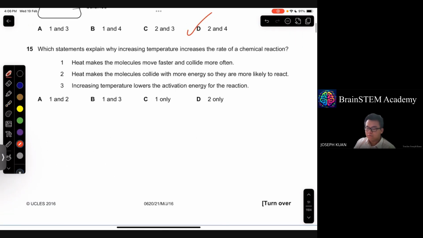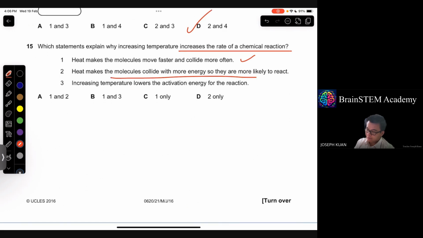Next, which statements explain why increasing temperature increases the rate of a chemical reaction? Heat makes the molecules move faster and collide more often. That's true. And they collide with more energy, so they are more likely to react, which is true as well. And increasing temperature actually doesn't change the activation energy for the reaction. Right, so the answer is A.